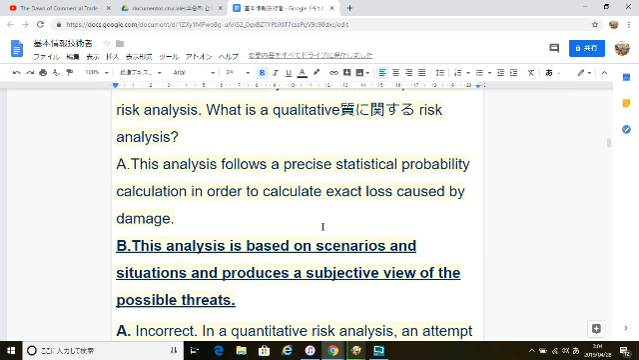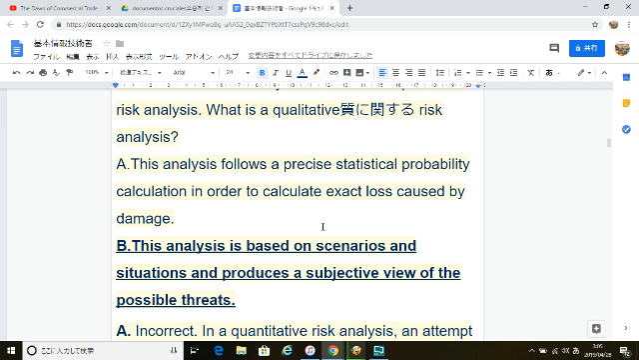A. This analysis follows a precise statistical probability calculation in order to calculate exact loss caused by damage. B. This analysis is based on scenarios and situations and produces a subjective view of the possible threats.